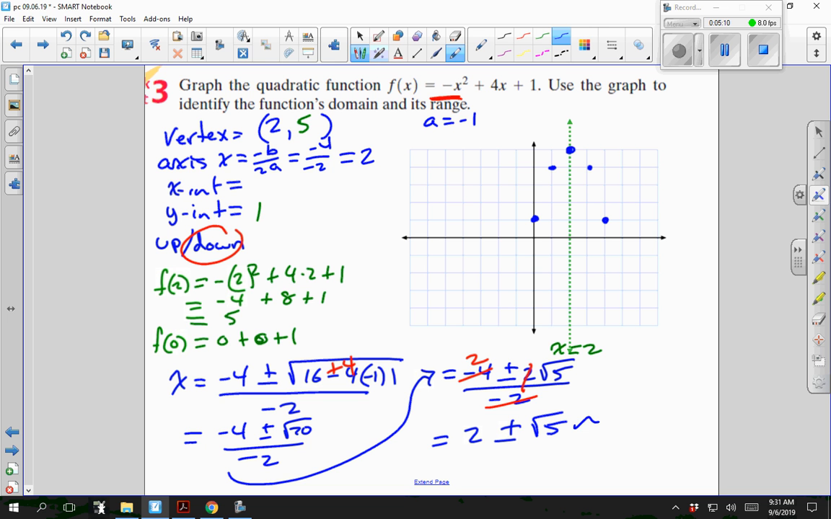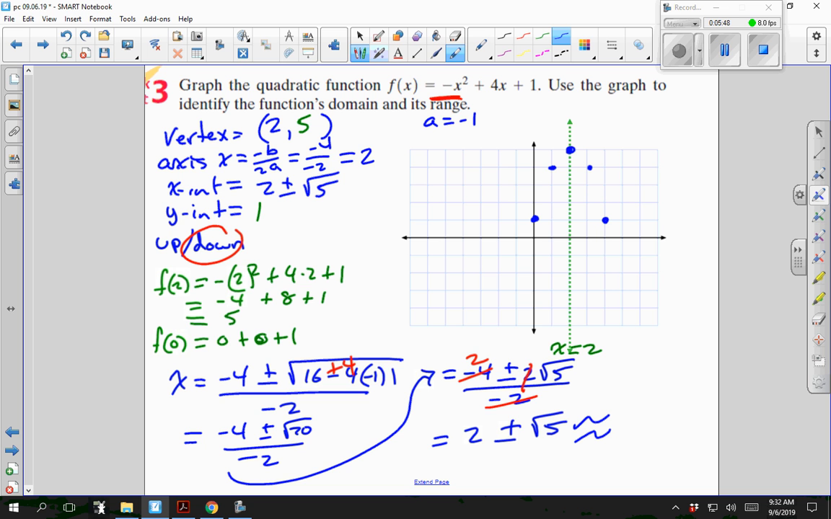Could we estimate this? Because I don't know where that is on the graph. This is 2 plus or minus the square root of 5. How big is the square root of 5? How big is the square root of 4? 2. How much bigger is the square root of 5? Oh, plug it into the calculator. That's cheating. What is it? It's not very close to 9, right? The square root of 9 is 3. So it's closer to 2 than it is to 3.